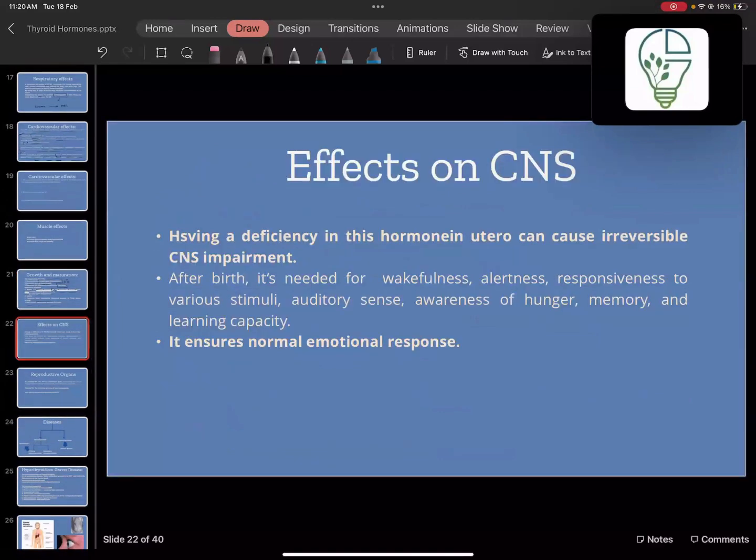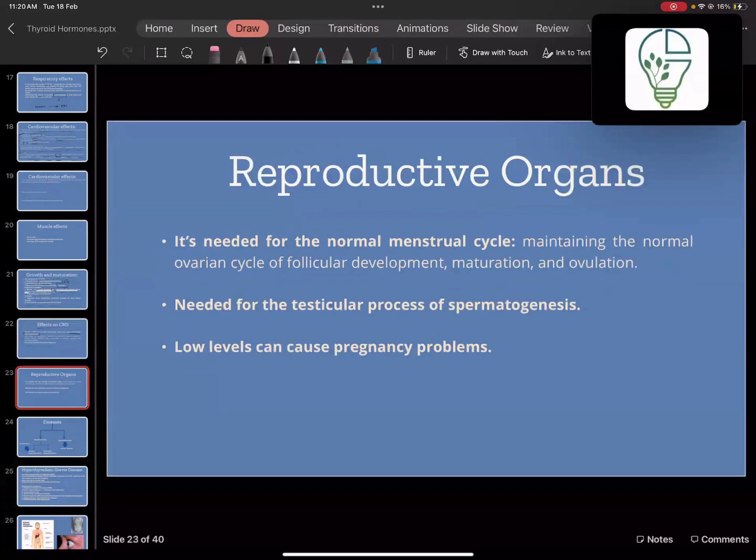Okay, effects on the CNS. We already said in fetal life and early neonatal life, it's really important because if you don't have this hormone, you can have irreversible CNS impairment. Even if you give them after birth, it won't fix anything because that's it, they're done. Okay, it's important at and after birth for wakefulness, alertness, responsiveness, all that. You can read that later. It ensures normal emotional response.